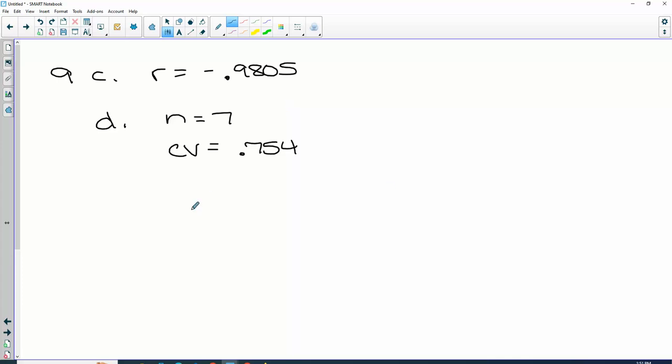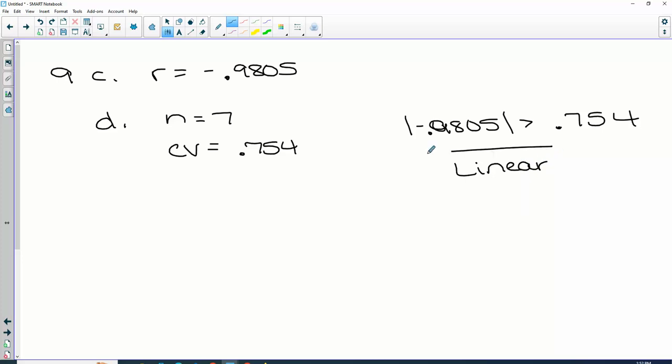Now what that tells me is if the absolute value of R is bigger than this, it's linear. Why do I do absolute value? Because the critical value table only gives us positives. We know negatives in this case just mean the line is decreasing. So the absolute value of our R was bigger than the critical value, so that means it's linear. If the R is smaller than the critical value, it is not linear. Does that make sense to everyone?